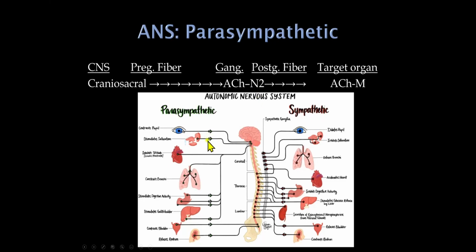Okay, so we have acetylcholine, nicotinic 2 receptors here, and then we have acetylcholine again released on effector tissue: pupil, salivary glands, heart, lungs, GI tract, bowel and bladder. Okay, and so all of this on the effector tissue is acetylcholine that stimulates muscarinic receptors.